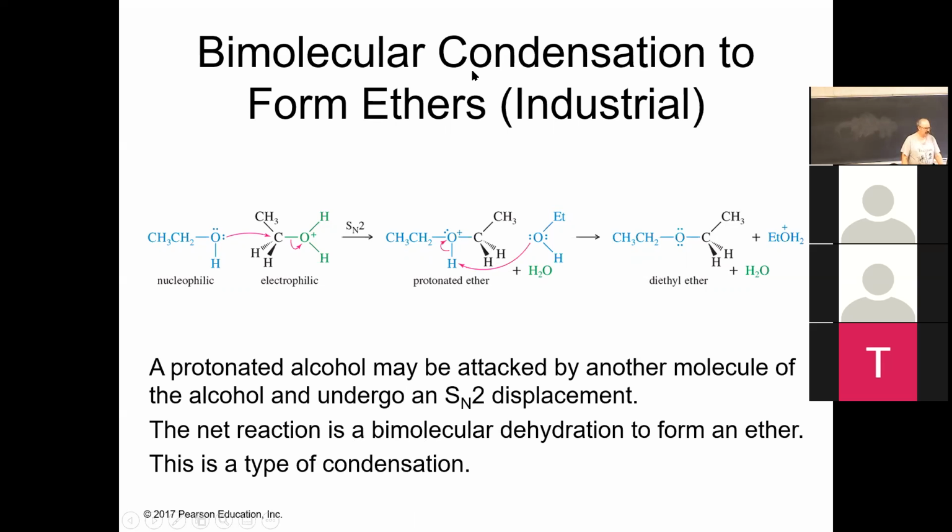Okay, this reaction does not work if we're trying to make an unsymmetric ether. Say we wanted to make ethyl propyl ether. We would get all possible combinations. We would get diethyl ether, dipropyl ether, we would get propyl ethyl ether.